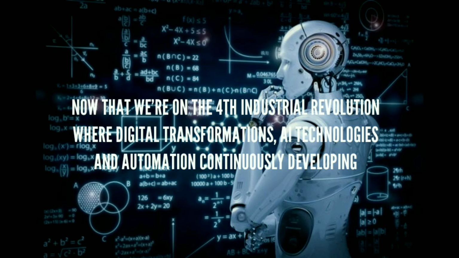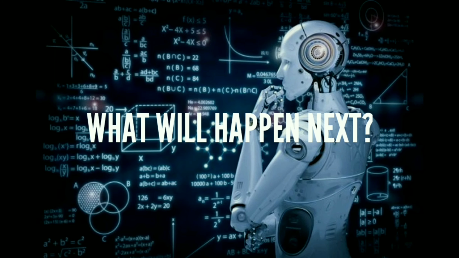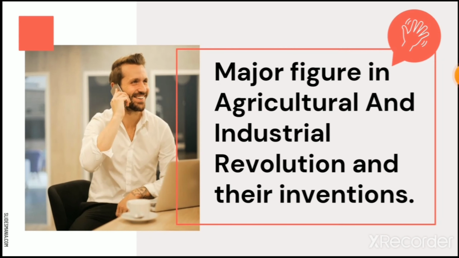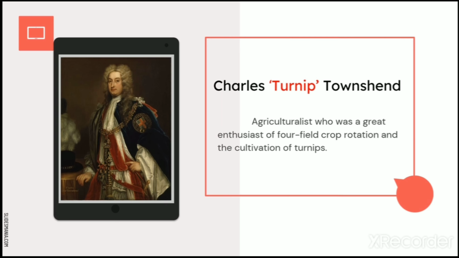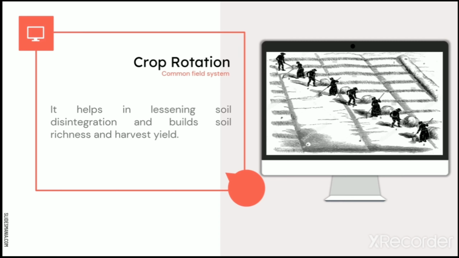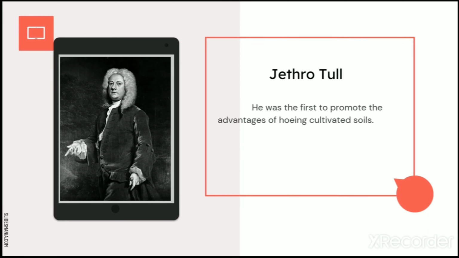Now that we're in the fourth industrial revolution, where digital transformation, AI technologies, and automation are continuously developing, what will happen next? Here are some major figures in the agricultural and industrial revolution and their inventions. Agricultural revolution, we have Charles Turnip Townsend, an agriculturalist who was a great enthusiast of four-field crop rotation and the cultivation of turnips. Crop rotation in the common field system helps in lessening soil disintegration and builds soil richness and harvest yields. Jethro Tull was the first to promote the advantages of hoeing cultivated soils.